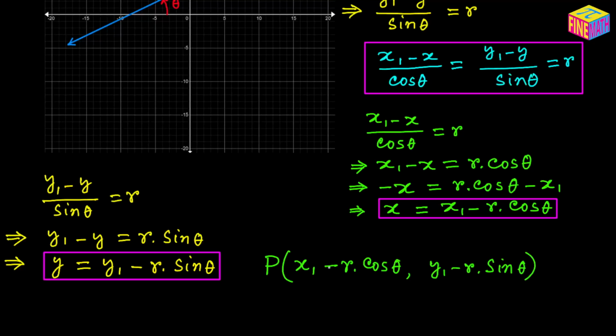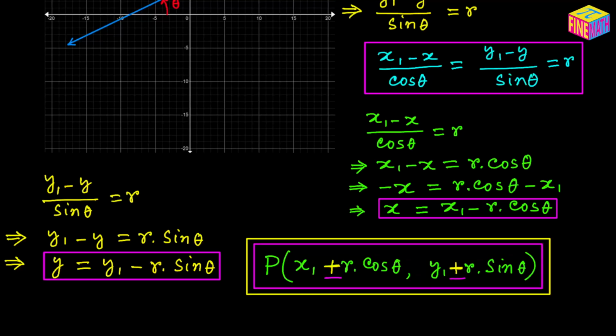So let me use a different color here. I am changing this to plus or minus, and similarly I am changing this also to plus or minus. So the coordinates of P would be like this. If P is on the right hand side of R, we are supposed to use the plus sign, and if P is on the left hand side of R, then we are supposed to use the minus sign. So all you have to remember is the position of P with respect to R. I hope everything made sense so far.